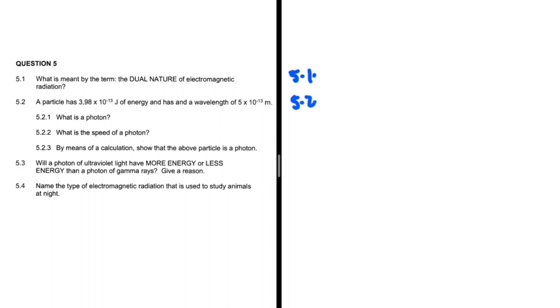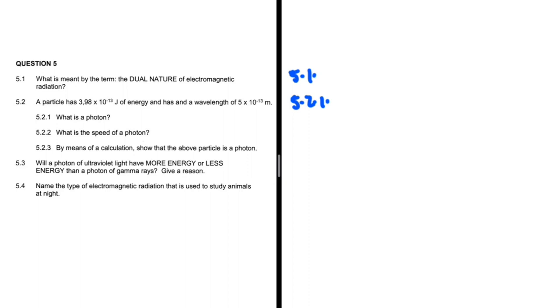So 5.2, a particle has 3.98 times 10 to the minus 13 joules of energy and has a wavelength of 5 times 10 to the minus 13 meters. The first question, 5.2.1, what is a photon? A photon is an energy packet. It's a quantum of light. That is the answer to 5.2.1.